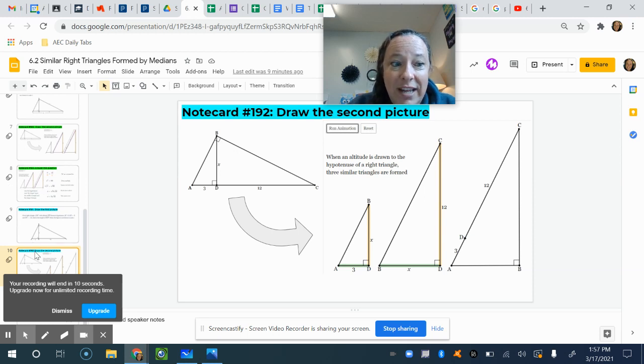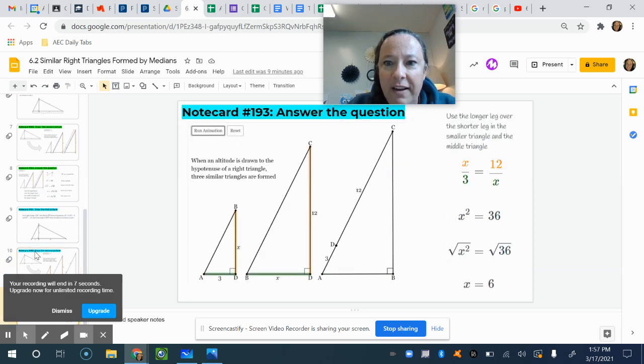I only gave you 10 seconds. So then here, we go to the very last one and we set up our proportion and we solve. Yes. Way to go, guys.